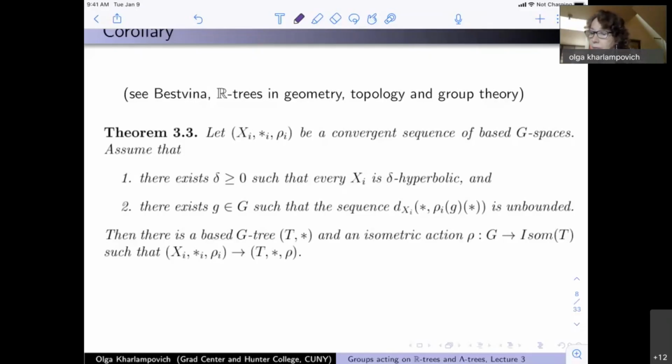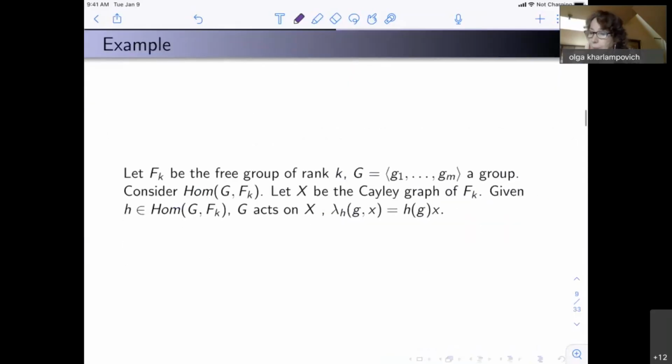And an example which is close to my heart. This is related to equations and groups. So take a free group of rank k and consider its Cayley graph, which is a tree, right? So the Cayley graph of a free group is a tree. I'm just drawing the Cayley graph of a free group with two generators.